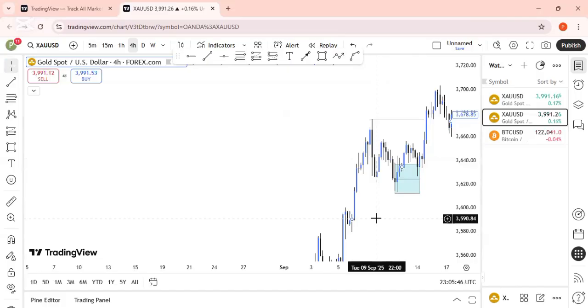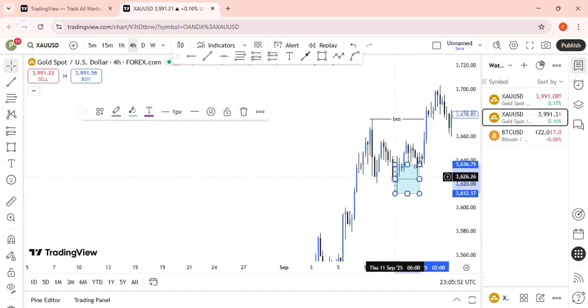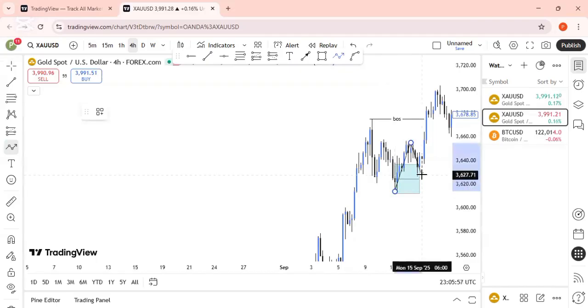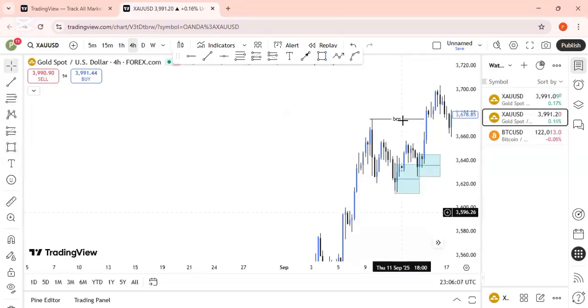When we're talking about mitigated and unmitigated order blocks, this order block, which is the lowest demand, has been mitigated. You see, price traded into it and pushed up. So the recent OB is going to be here, the recent order block, which is going to be our demand zone. That's where we are expecting price to come to. So we have identified the break and the demand zone.